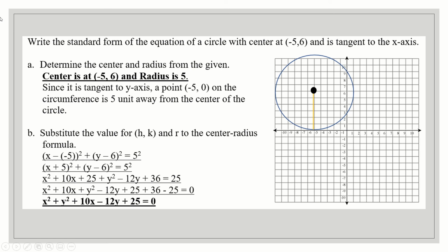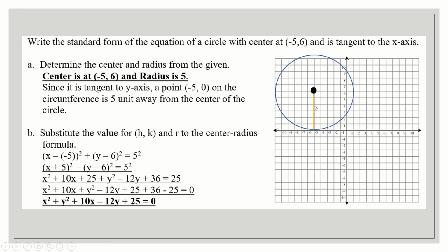Next, write the standard form of the equation of the circle with the center at -5, 6 and is tangent to the x-axis. So, pag sinabi natin siyang tangent sa x-axis, dumadaplis yung isang point sa circumference doon sa x-axis ng Cartesian plane. So, let us determine the center and the radius from the given. The center is at negative 5, 6. So, tingnan nyo lang maigi yung figure. And the radius is 5.